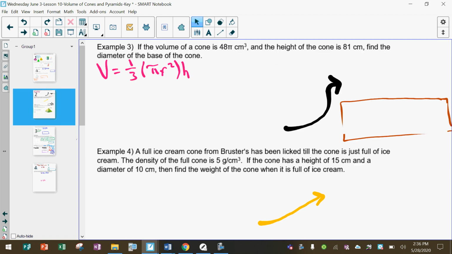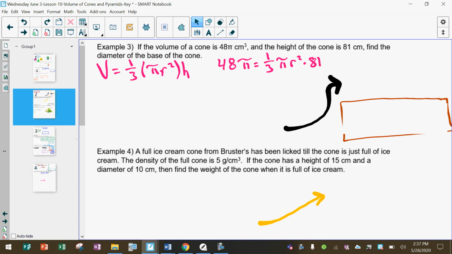Example number 3. The volume is given as 48 pi. The height is given as 81. We're going to find the diameter. So we're going to take our volume formula, 1/3 pi r squared h, plug in what we know, solve for what we're looking for. So since we know that the volume is 48 pi, we put that in for the V. We know the height is 81, we put that in for the h.